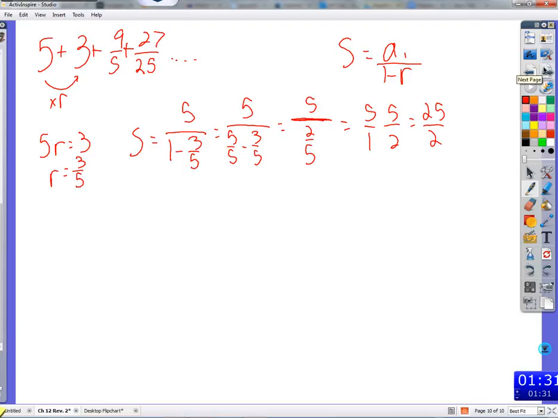So the answer is 25 over 2. All of this added up forever, which is only something that can be done in the mind, in theory. If you were to add them up forever, you would get 25 over 2, 12 and a half. Kind of hard to accept, but I'll prove it to you next time this class.